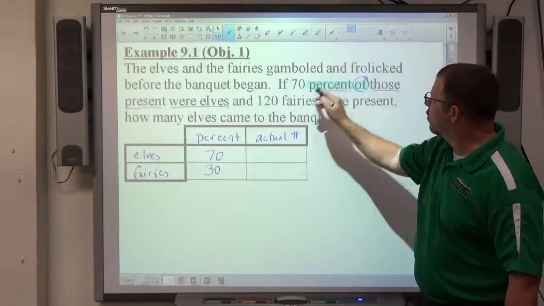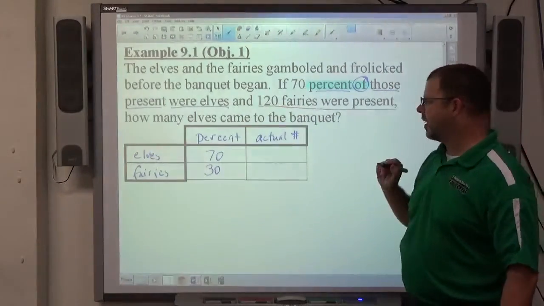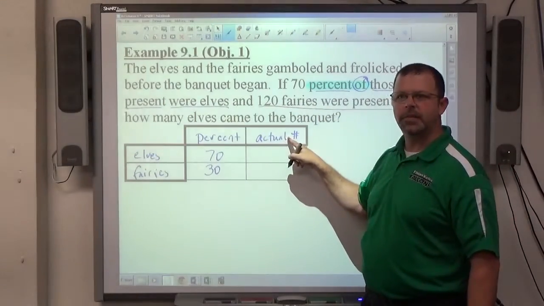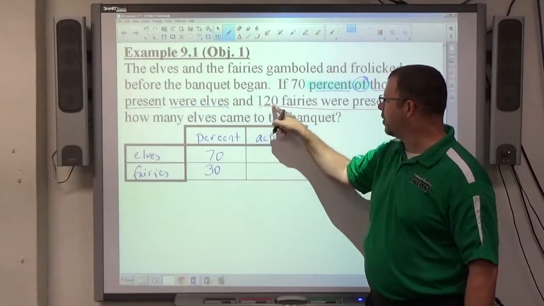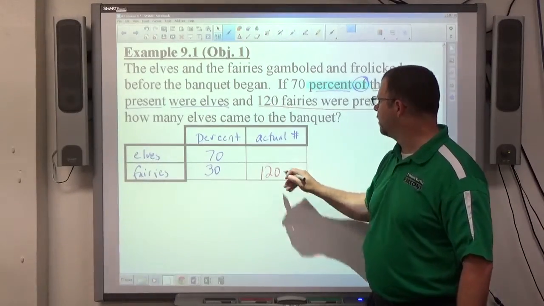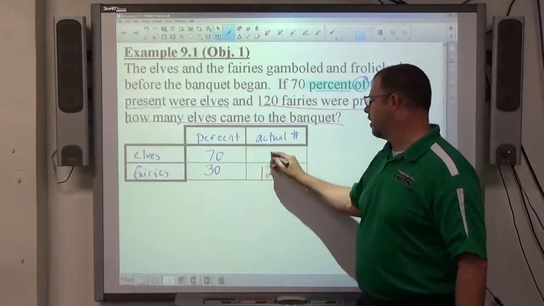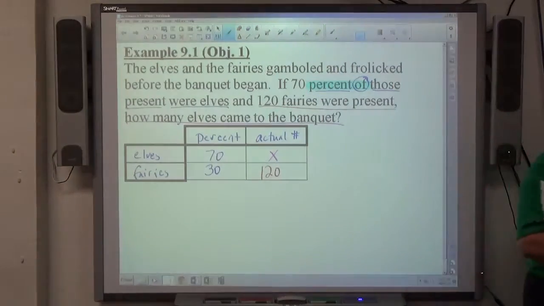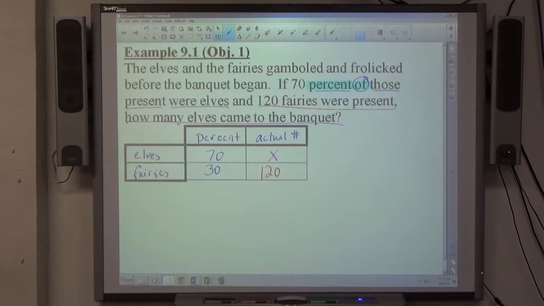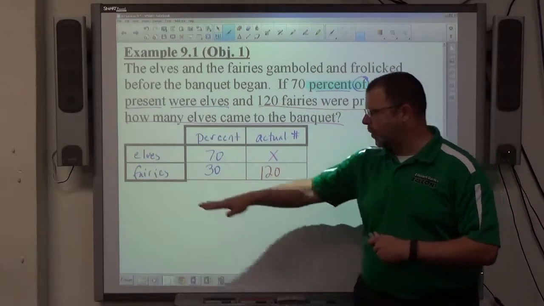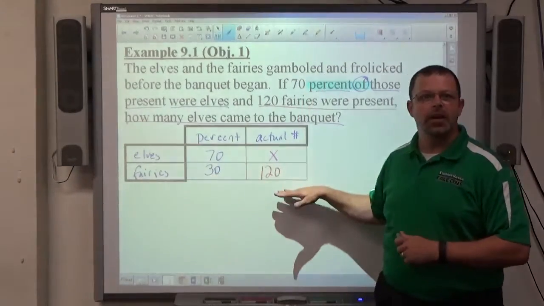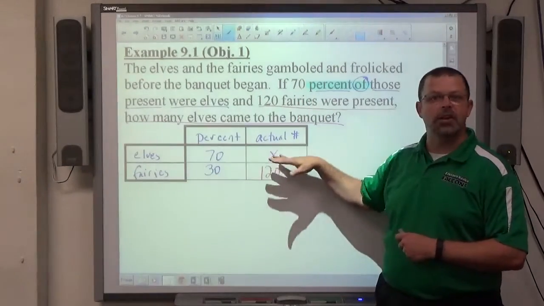It says 120 fairies were present. That tells me the actual number of what? Fairies. So in the actual number column, we're going to put 120 in the fairy row. And then it says how many elves came to the banquet. So we're looking for this. If it said 70% of those present were elves and 120 fairies were present, how many woodland creatures were at the banquet? Then the whole group would have had to be there in order to figure out how many both fairies and elves together were there.